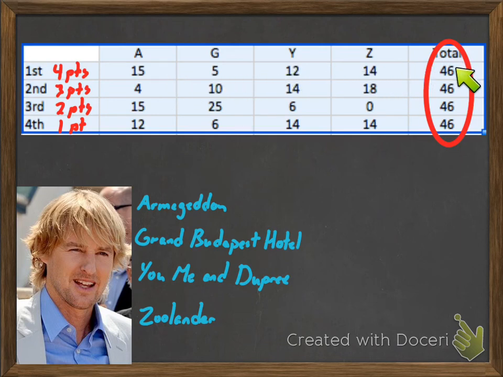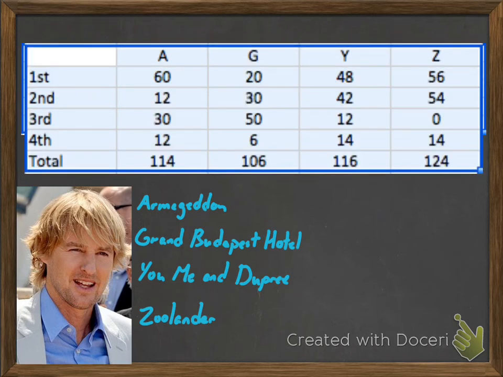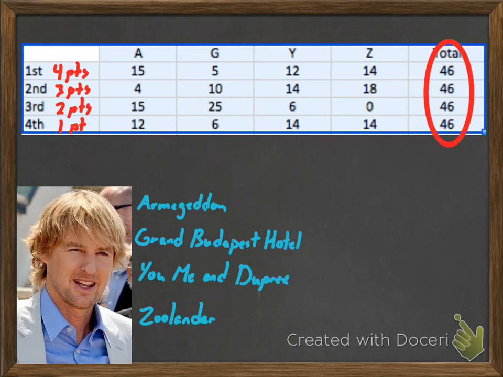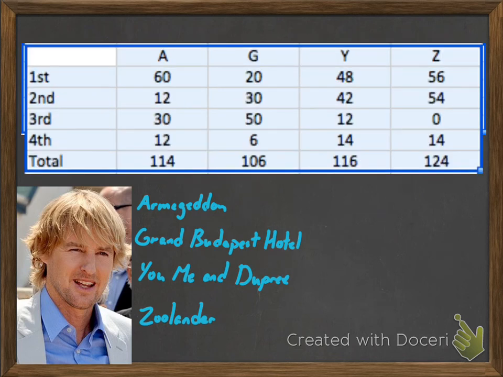So I have 46 votes for first place, second place, third place, and fourth place. So that makes sense. If I go ahead and multiply each of those columns by the point total, so I'm going to multiply 4 times 15, 3 times 4, 2 times 15, 1 times 12, I'm going to get this. And then it's really easy for me to add it all up. And then you can see 124 points for Zoolander. So Zoolander is the winner.